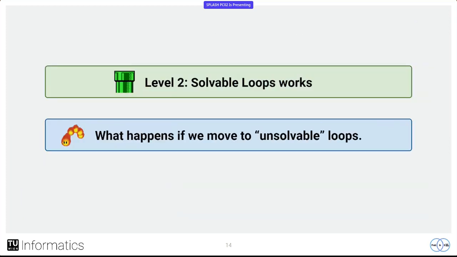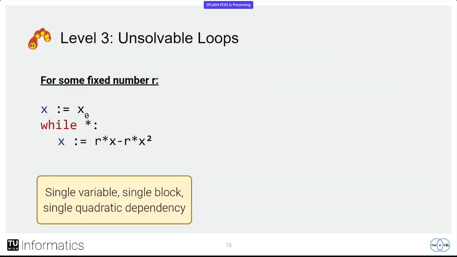Okay, solvable loops work. But what happens if we move to unsolvable loops? What can we do there? In general, this is going to be hard. And here's a very simple loop: one variable, one assignment, and the assignment is only quadratic. So we didn't make a far jump. Pick your favorite number R, plug it in, and you have a loop.